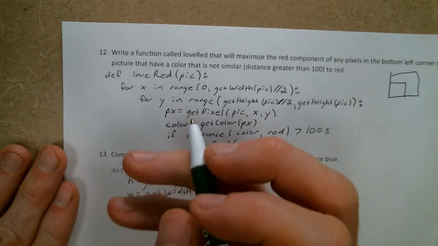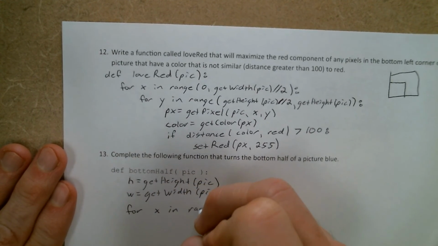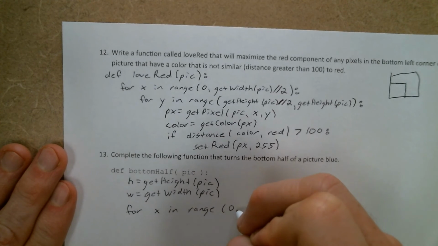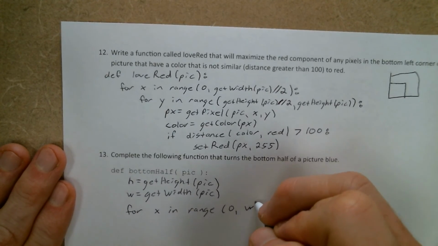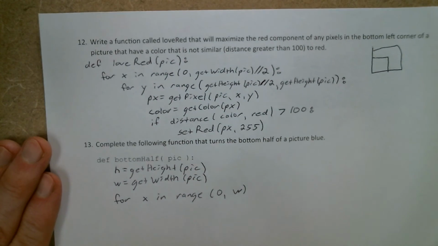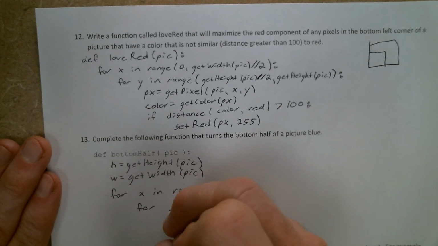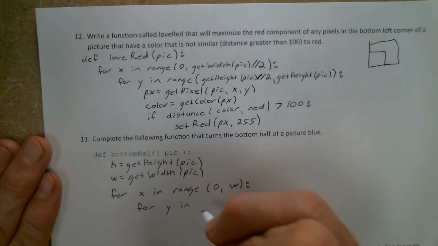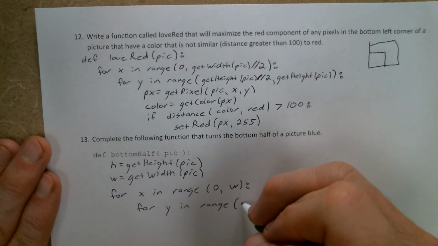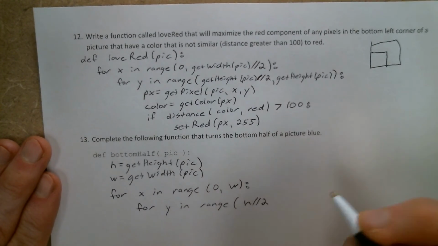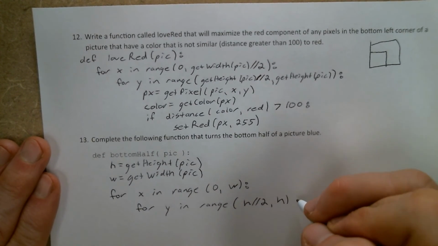So now I'm going to say for x in range 0, W, because horizontally I'm still going across the whole picture. Then this is the part that's different because I only want the bottom half. I'm going to say for y in range height divided by 2. That brings me down to the halfway point, which is my new starting point. But then I go to the full height.